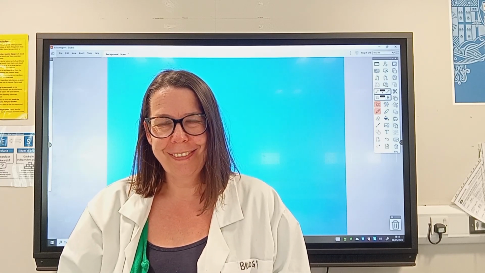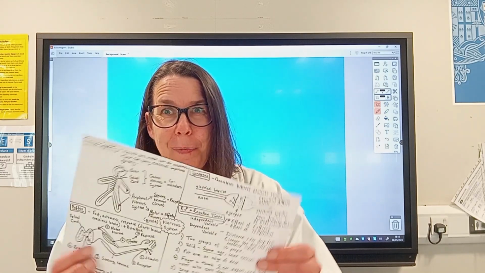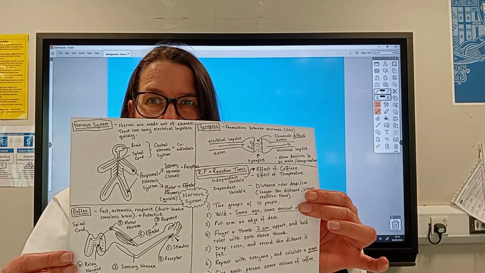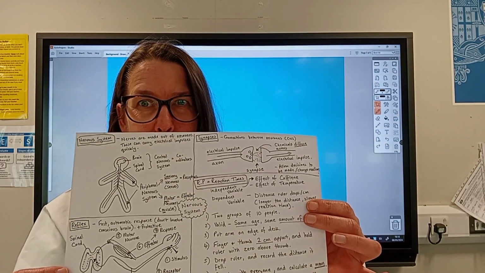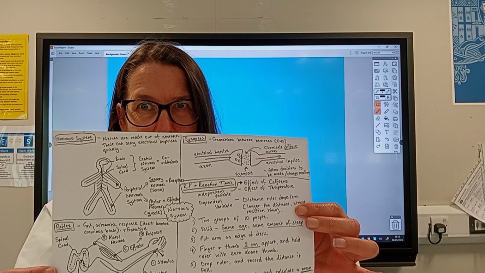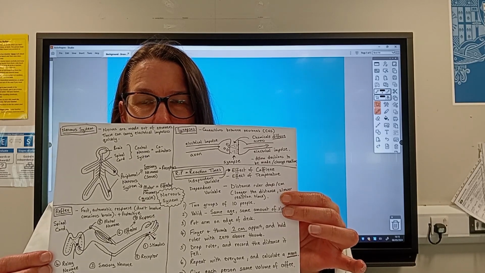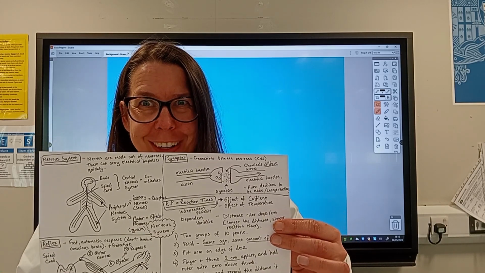Hello, I'm Mrs. Tyler, and today we're going to do a draw along knowledge organiser to revise biology. We're going to be doing one on the nervous system, which is on both dual and triple award GCSE. It's going to look something like this. So we're going to be looking at the basic structure of a nervous system and a reflex arc, synapses, which are the connectors between the neurons, and then having a look at the required practical.